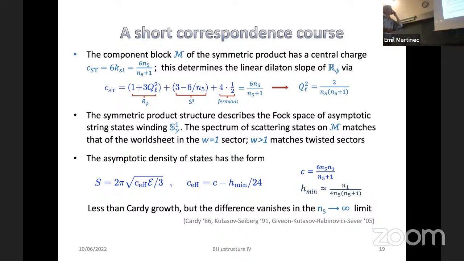All right. So that minimum dimension is given in terms of the data of the theory. You can see that as you take the number of fibranes to infinity, you start to approach the Cardy growth. But you never quite get there.